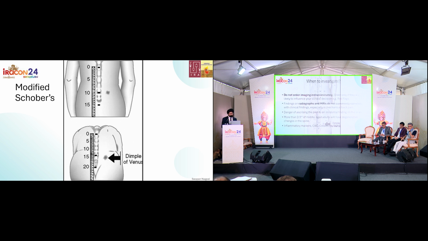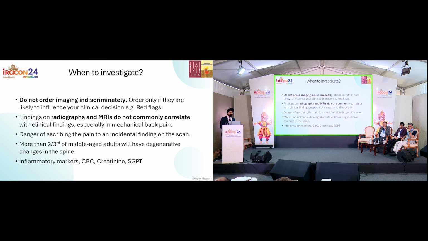Now, how to investigate, when to investigate? Most importantly, in backache, please do not investigate indiscriminately. Any patient who comes to your OPD with backache, you do not need an X-ray also, because most of the time it's mechanical, most of the times it's acute, most of the times it's going to resolve. As I said, in 90% of the cases it's going to resolve within a few weeks. But if your clinical decision is dependent on it, and especially if you find red flag signs, please order investigations.